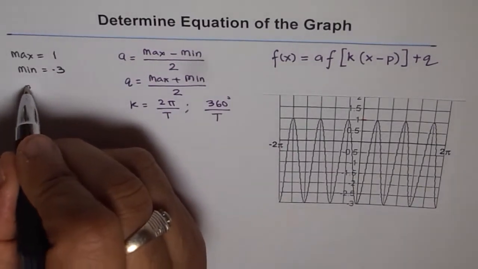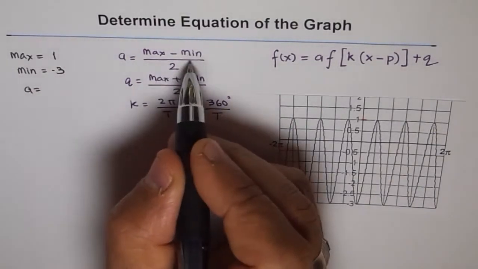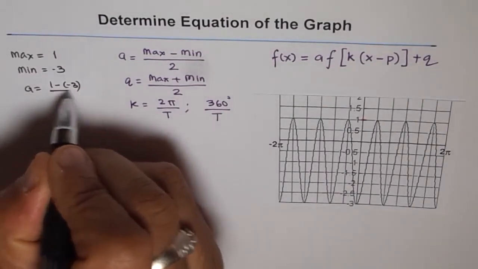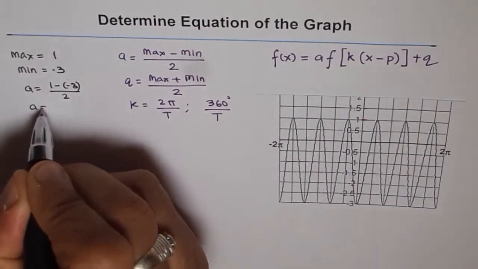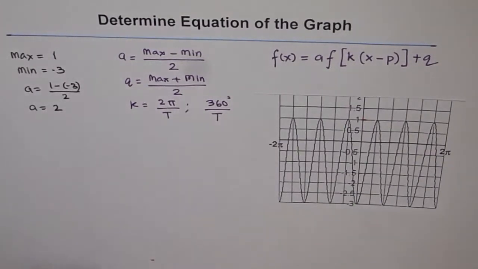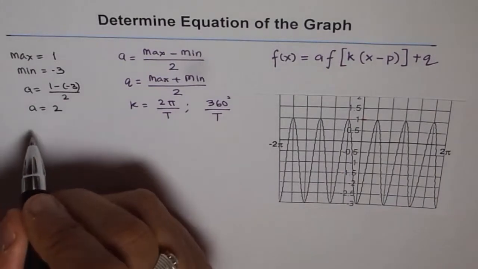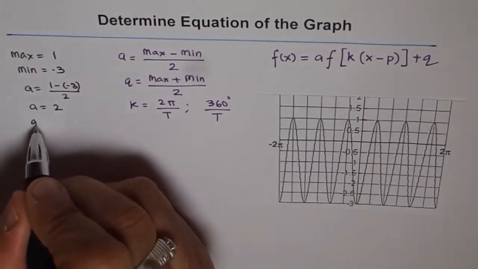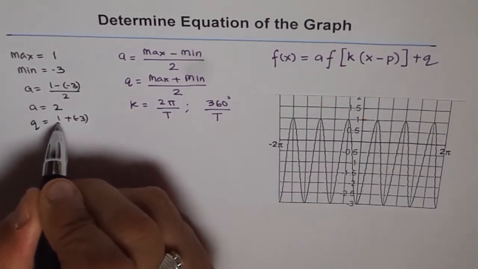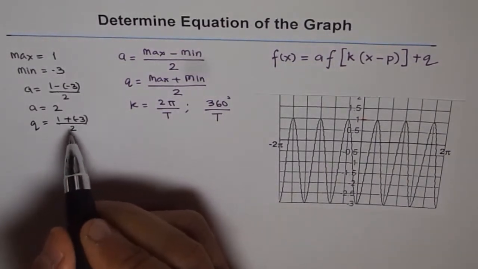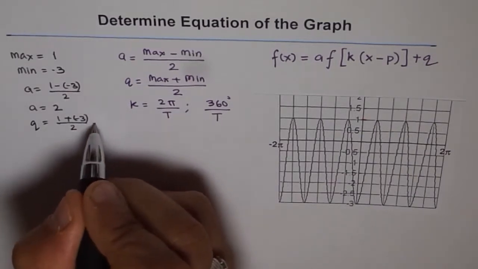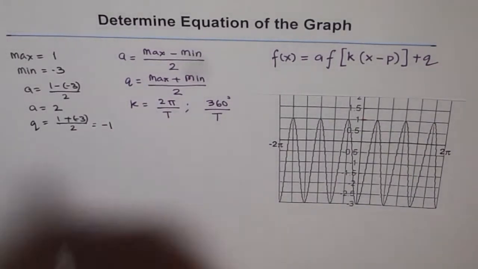So from here, we can find A and Q. Let's find that out. A is maximum minus minimum divided by 2. So 1 minus minus 3, divided by 2. And we get A equals 1 plus 3 is 4, 4 divided by 2 is 2. So we get A equals 2. And Q is add them, divided by 2. So 1 plus minus 3, divided by 2, which gives us minus 2 by 2. So Q is minus 1 for us.